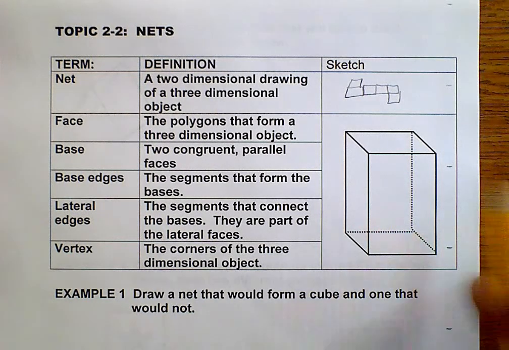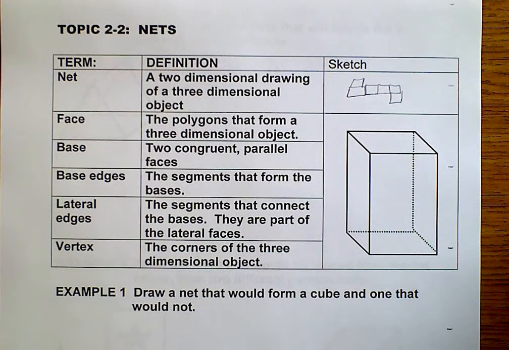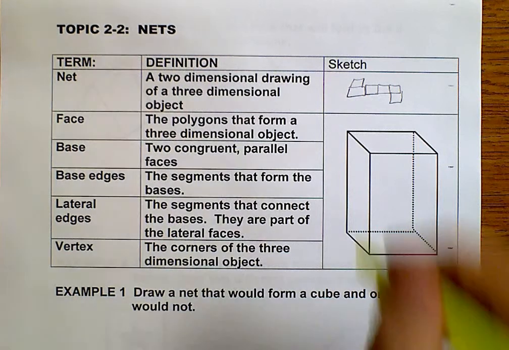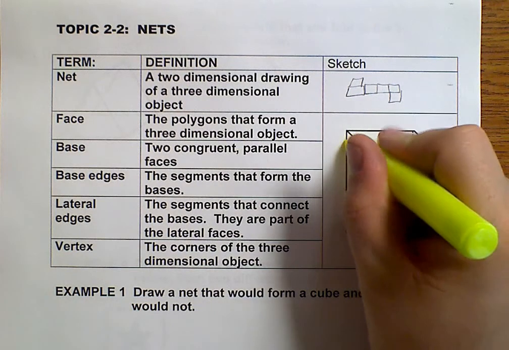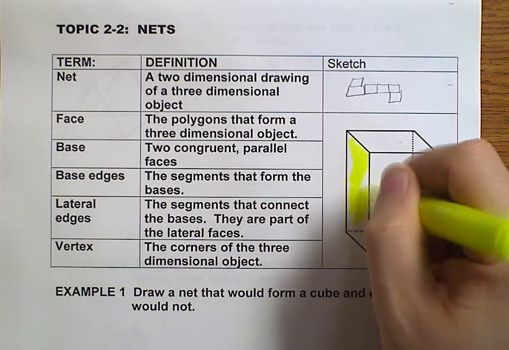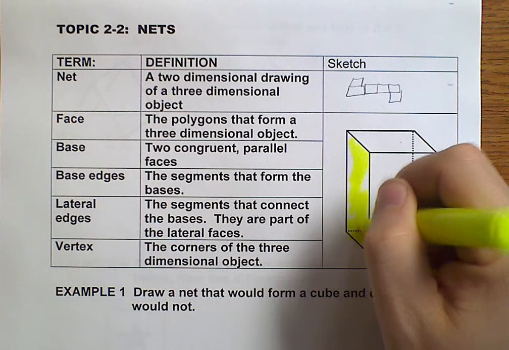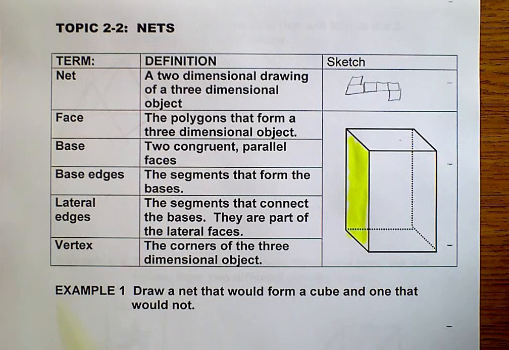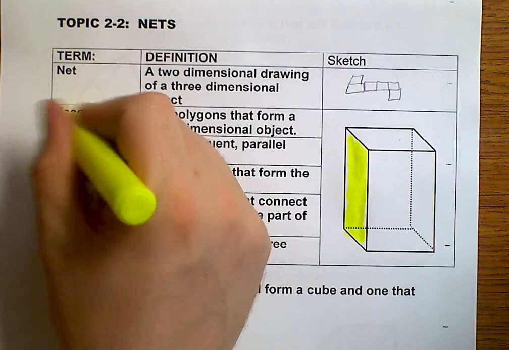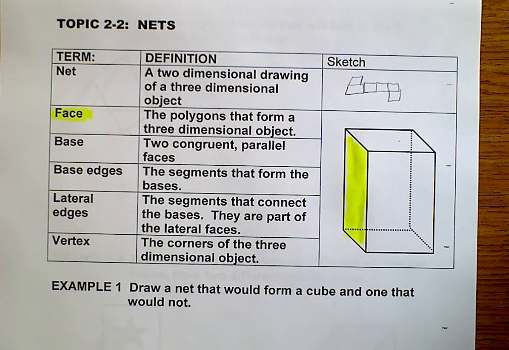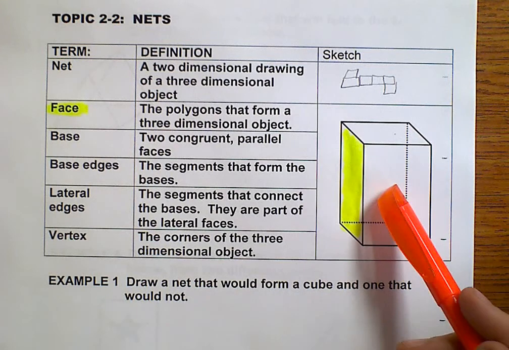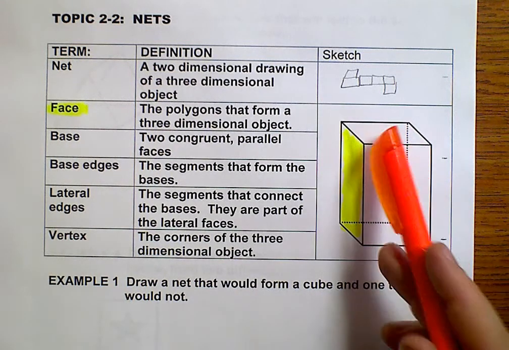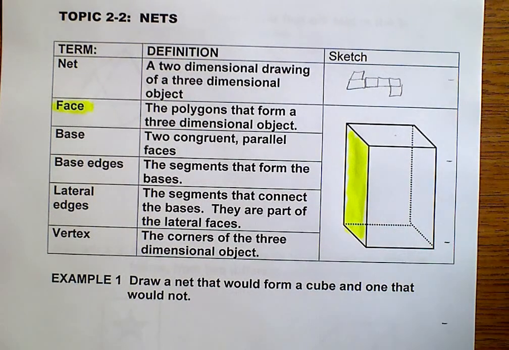Now on our nets and on our three-dimensional objects, we have several different things. First off, we have our faces. And so our faces make up any side of our three-dimensional figure. Those are our faces. The faces make up our three-dimensional sides. So I have a face here, a face here, a face over here, a face in the back. This top is a face and this bottom is a face. Any flat side is a face.